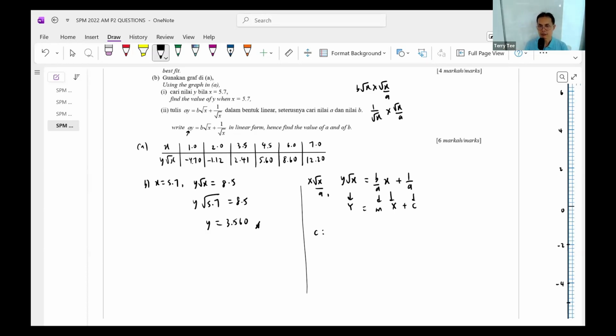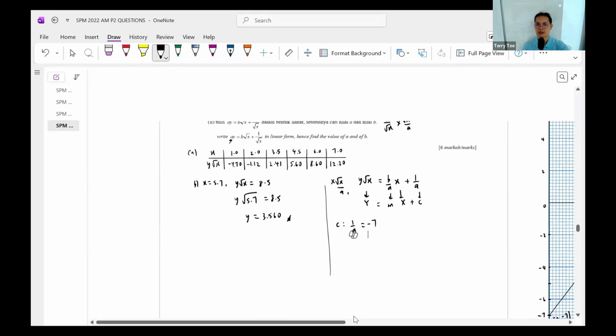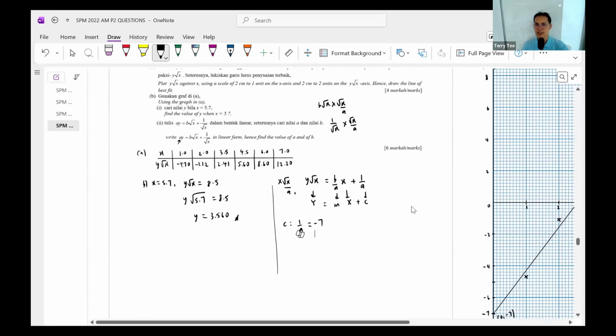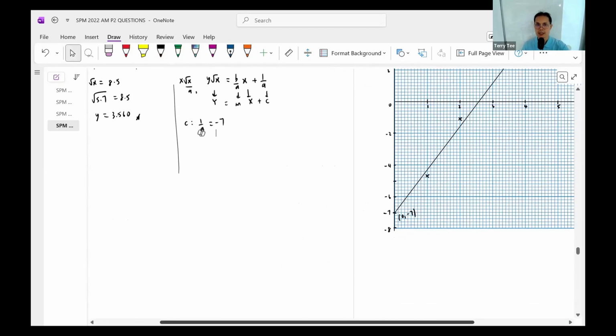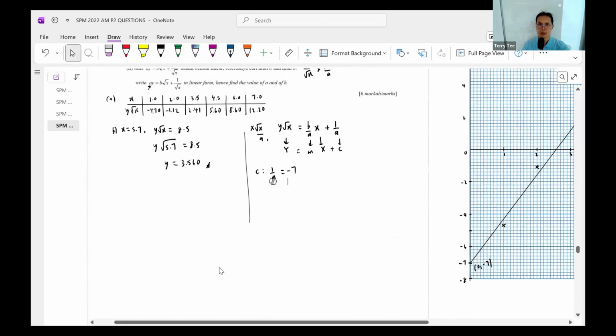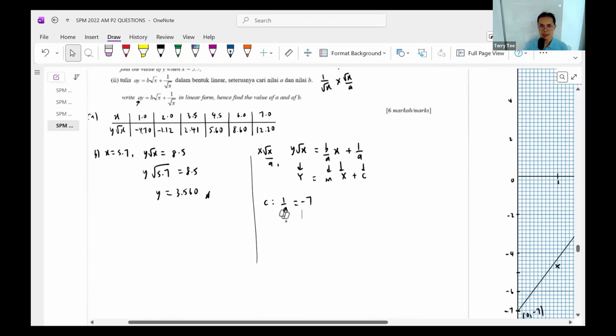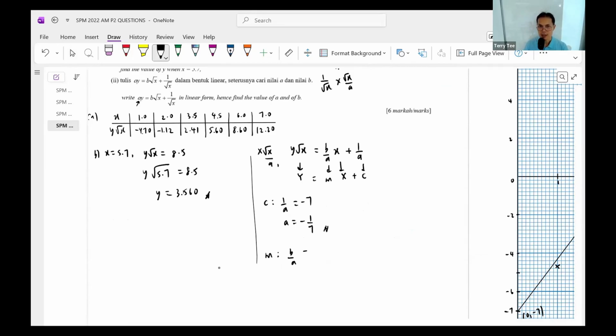From my graph just now, my y-intercept is -7, right? Just now I got my y-intercept here is -7, as you can see. So 1 over a is -7. What is a? A is -1 over 7. How about my gradient? My gradient b over a is now 2.72.